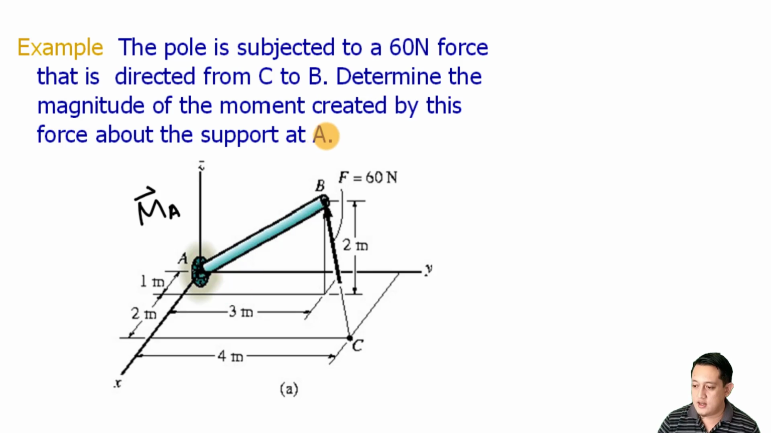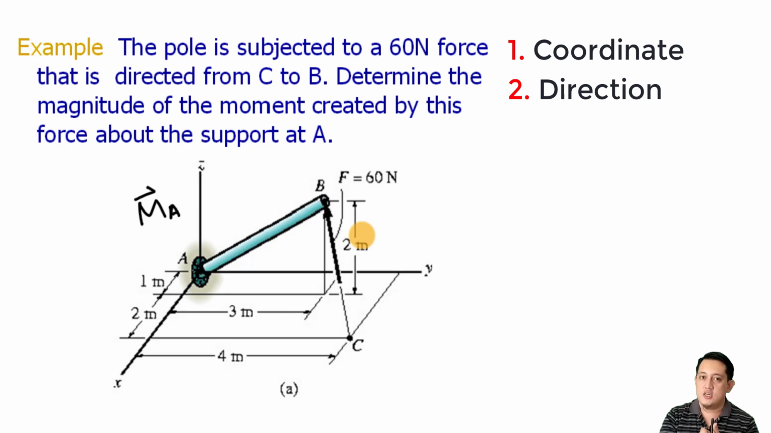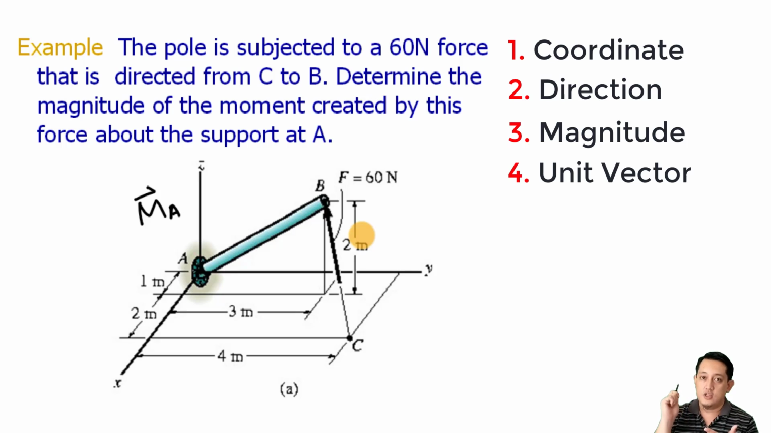Now, this question gives us the value of the force in magnitude, 60 Newton. I mentioned earlier, when we want to calculate moment, we need to use force in vector. So we need to change this force of 60 Newton to a vector. How do we change a force into a vector? First we need to find the direction. To find the direction, we need to find the coordinates. So find the coordinates first, then find the direction, and then find the magnitude of the direction.